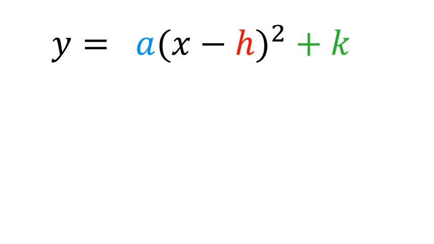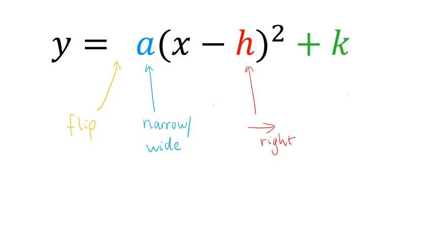So if it is all put into one equation, if there's a negative out the front, you flip. The value of a makes the graph narrow or wide. The number in the brackets moves the graph right or left. And the number at the end moves the graph up or down.